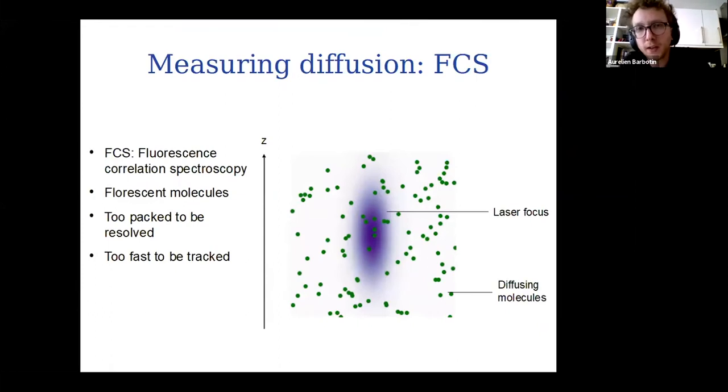FCS, for fluorescence correlation spectroscopy, is a technique that is used to measure the diffusion speed, essentially, of fluorescent molecules that are pictured here in green on the right. These molecules diffuse in and out of an observation volume represented in blue. FCS is useful when these molecules are too packed to be resolved because of the diffraction limit and/or are moving too fast to be tracked.